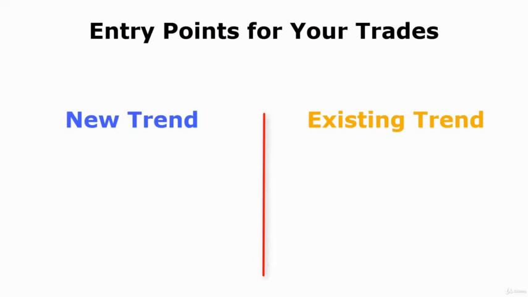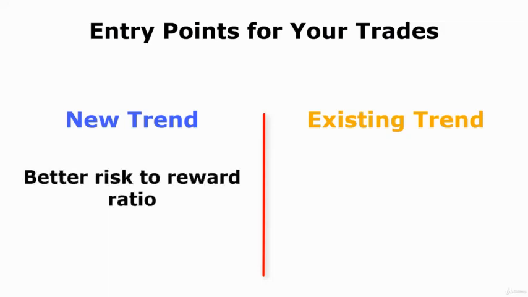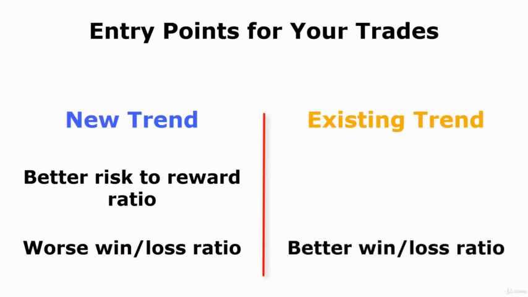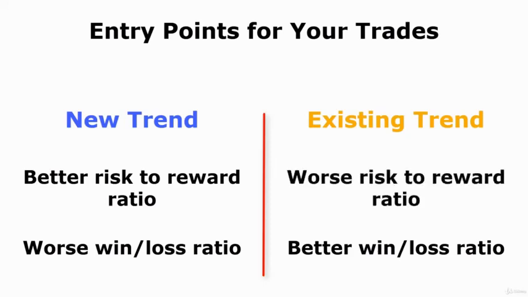The first one is that trading a new trend allows you to have a better risk to reward ratio most of times, but you may have a worse win-loss ratio because there is no confirmation of the strength of the new trend. The second difference is that trading an existing trend allows you to have less false signals because the market already confirmed that the trend is strong, but many times you will not have a great risk to reward ratio. This means that your win-loss ratio is usually higher, but your risk to reward ratio is lower.